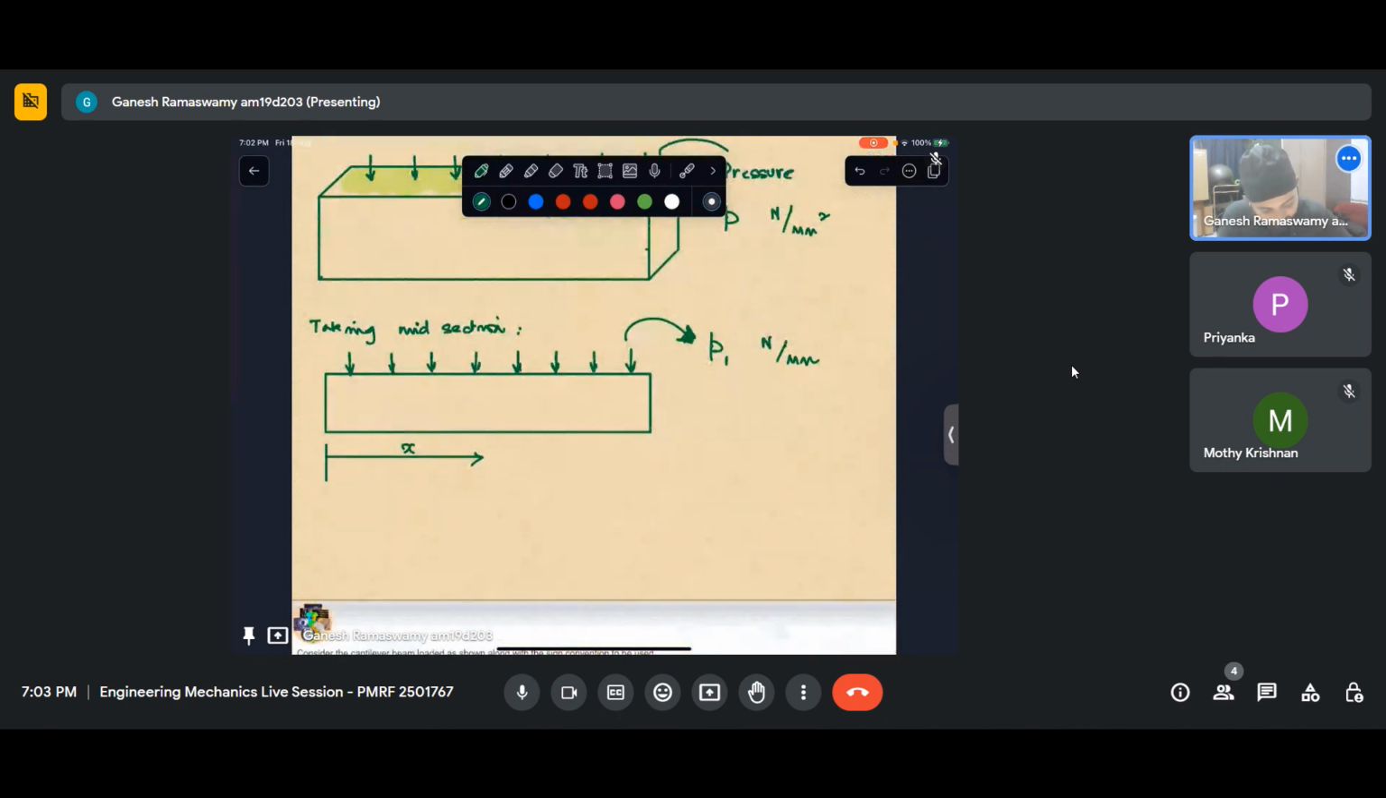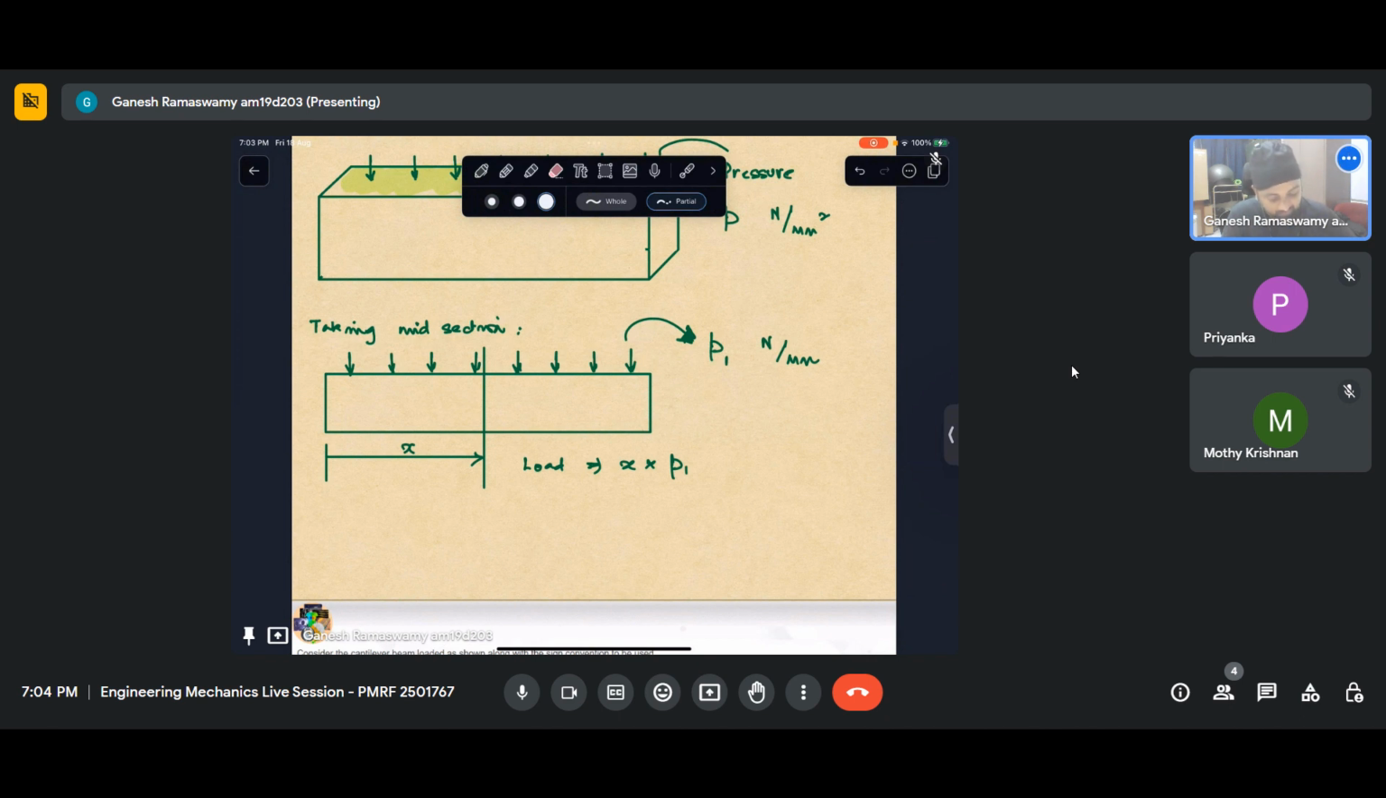At this section, x, if I want to calculate the load, it will be nothing but the area of this, which is, what is the length? Length is x into P1. And what will be the unit? Newton per mm into mm, which will give me the force in newtons. So once I have the pressure intensity diagram, the area of the pressure intensity diagram essentially gives me my total force.